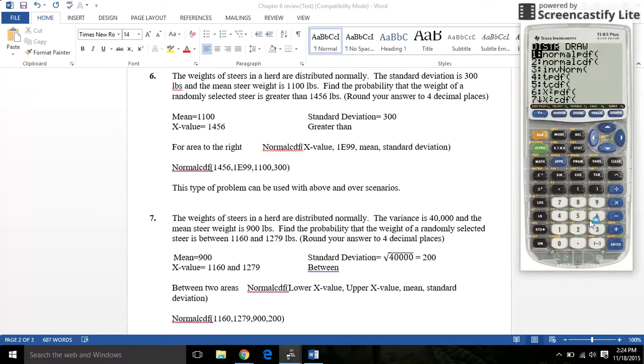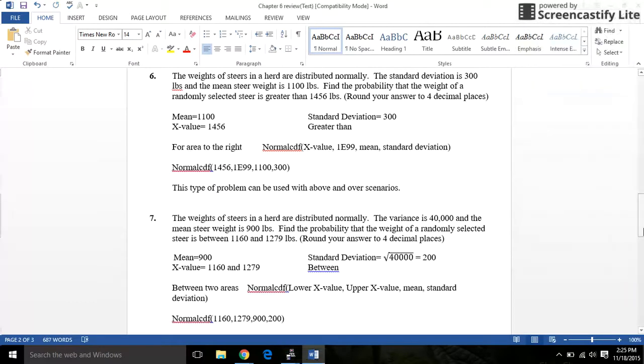So let's try this. I'm going to do second, vars, 2. My first value is 1456, comma, then 1 second, comma, 99, and that represents 1 with 99 zeros behind it, so basically infinity. Then 1,100, comma, 300. Close the parentheses, hit enter, and it gives me 0.1176, but I'm going to round up to 0.1177. So the probability of a randomly selected steer weighing more than 1,456 pounds is 11.77%. Just be really careful. They will ask you for percentages and probabilities, and I've stated it both ways. Just see what they're looking for.